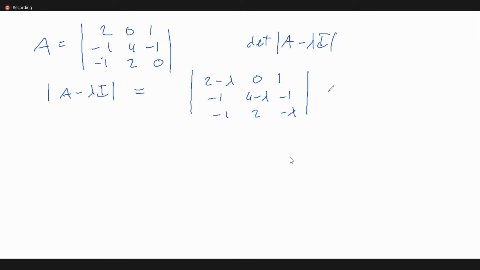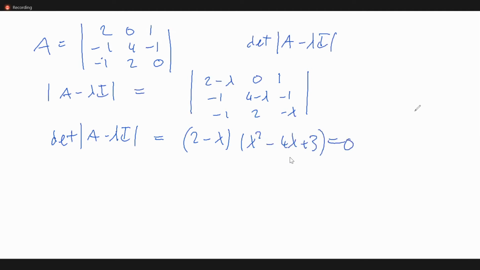So we take the determinant of this matrix, so that the determinant becomes (2 - λ) times (λ² - 4λ + 3) equal to 0, giving us the 3 eigenvalues 2, 1, and 3. So each of these eigenvalues will be associated with, or will identify, an eigenvector. So to find the eigenvectors, we want to solve the equation (A - λI)x = 0.